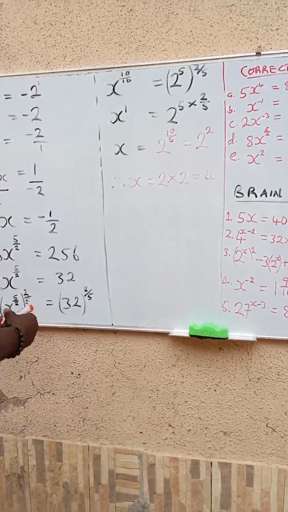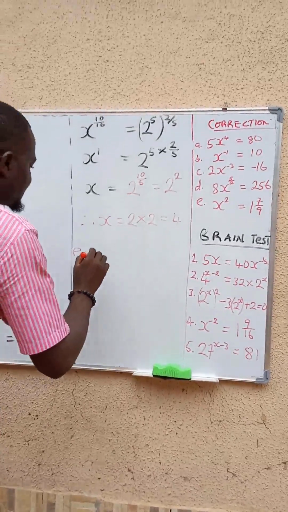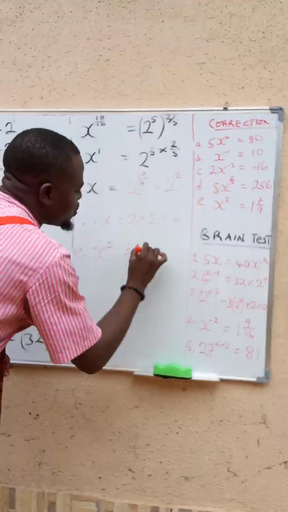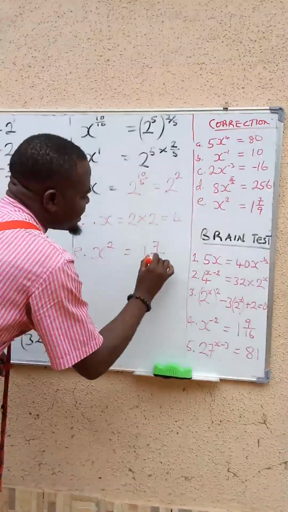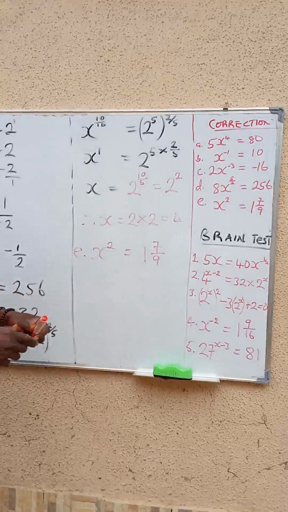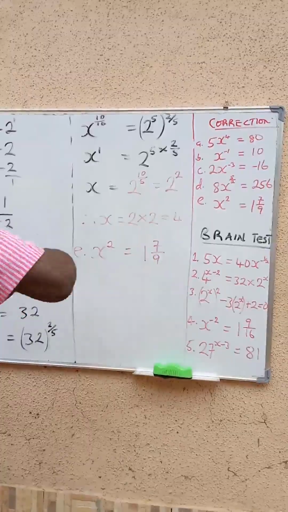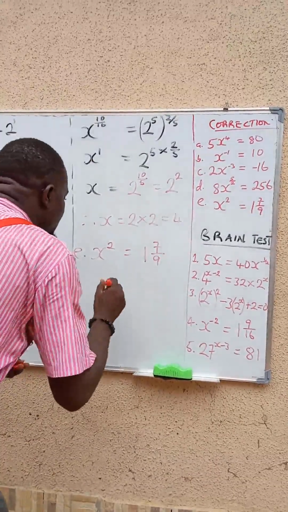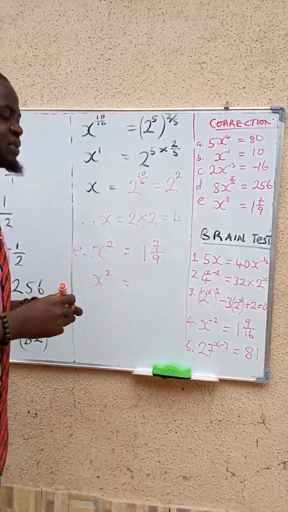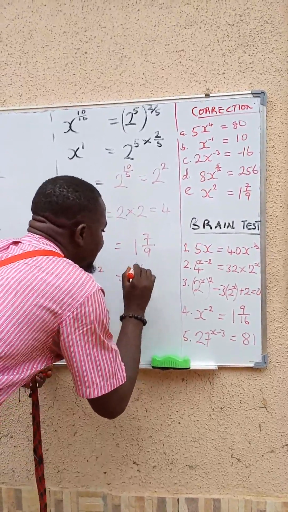So then I move to E. E. X raised to the power of 2 is equal to 1 whole number 7 over 9. The first thing to do is to take it from mixed fraction. If it has a coefficient, the first thing to do is to divide. If it has a mixed fraction, you must take it to a fraction. So x raised to the power of 2 will now be 1 times 9 is 9, 9 plus 7 is 16, so now 16 over 9.